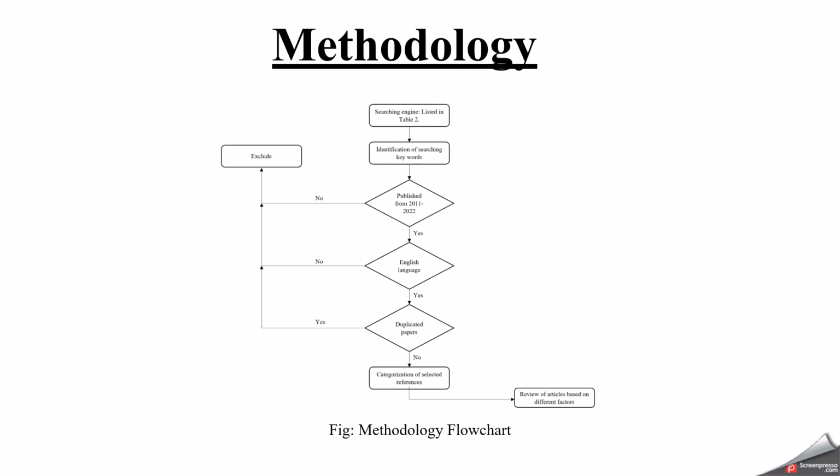Coming to the methodology, let's take a look at this flowchart. Let's suppose we need to publish a paper on a certain website. So what we'll first do is go to the search engine and type the topic of the paper we want to publish. The AI will basically identify the keywords from the topic and check whether the same paper was published from 2011 to 2022. If no, then the process will be excluded, and if yes, it will check if it was in the English language. Similarly, if the paper is in English, then it will check if the paper is a duplicate. If the paper is a duplicate of the same paper, then the process will be excluded, else the paper will go to the categorization of selected references. From there, it will go for further review on different factors.